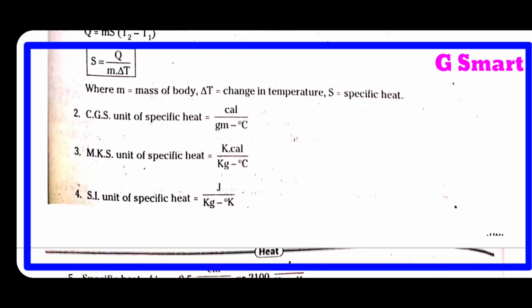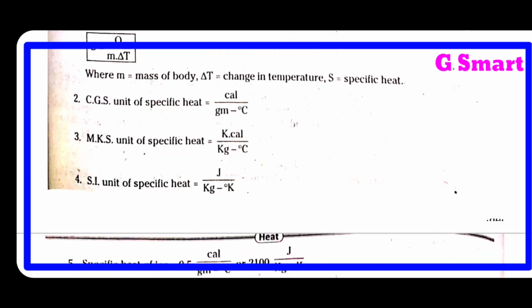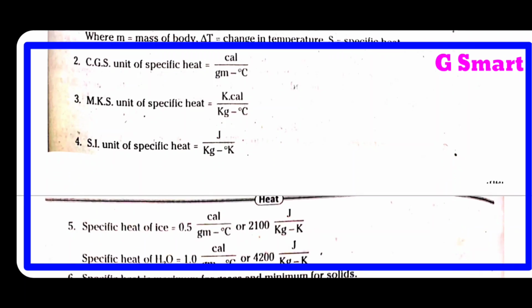CGS unit of specific heat is equal to calories per gram degree centigrade. MK unit of specific heat is equal to kilocalories per kilogram degree Kelvin. Here they mention centigrade, it's wrong. Kilocalories per kilogram degrees Kelvin. The SI unit of specific heat is equal to joule per kilogram Kelvin. 1 kilocalorie is equal to 1 joule. So you can write MKS unit and SI unit are almost same.